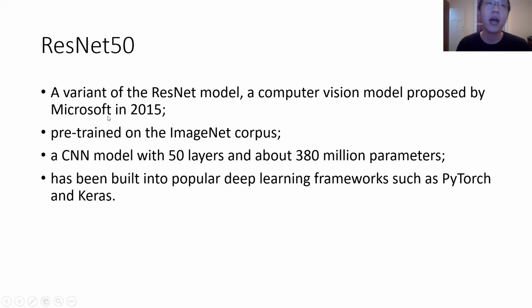The ResNet model was proposed by Microsoft in 2015. And again, the 50 means that there are 50 layers within the model, and it's also a CNN. It has about 380 million parameters. Again, it is very popular, so you can just basically call them in popular deep learning frameworks.